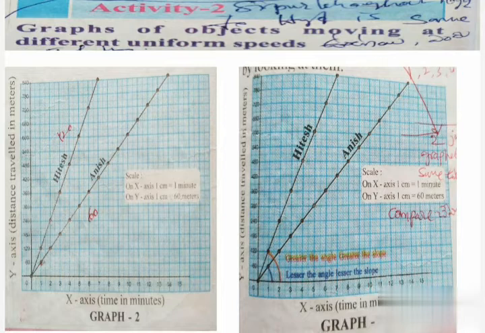But remember, you can make such comparisons only between graphs which have the same scale. So when the graphs have the same scale, only then should we compare like this. You cannot compare graphs with different scales. If two graphs have different scales, we should not compare them this way.